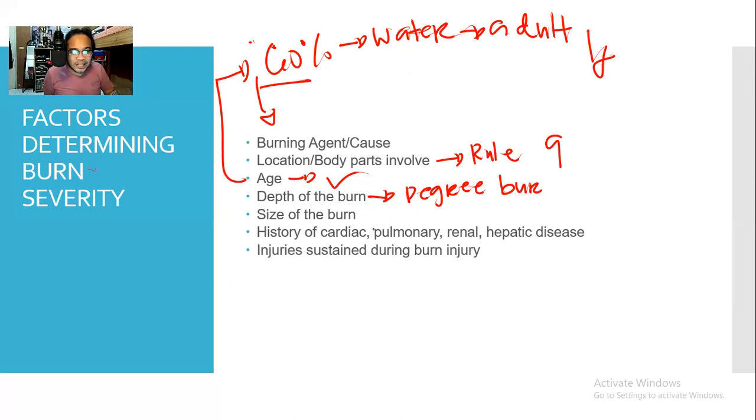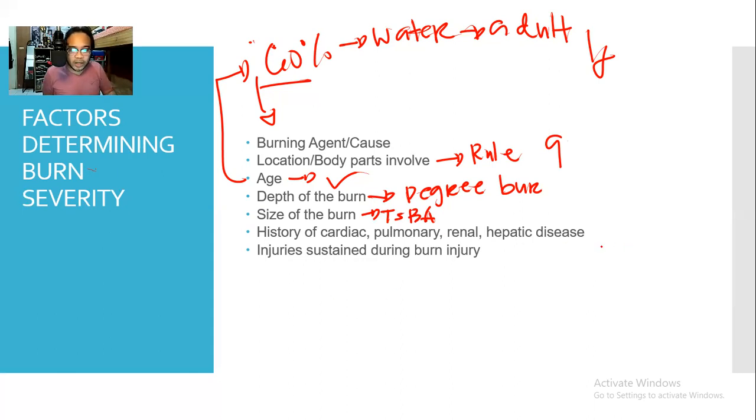The size of burn, this is now your TBSA. Still, the location of the body parts matters, because in the rule of 9 there is a body part where a higher percentage is allocated to that area. I will be showing you that one. I think some of your clinical instructors already showed you this in the integumentary system in anatomy and physiology. But if not, don't worry, I will show it to you.